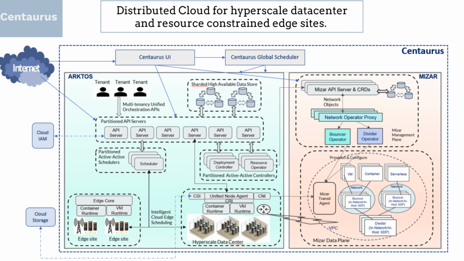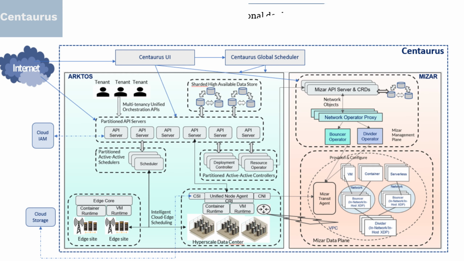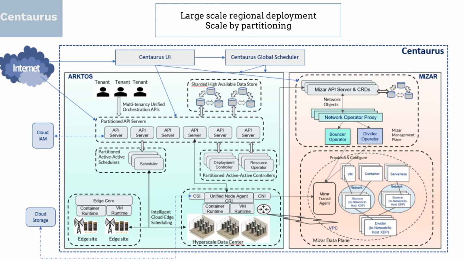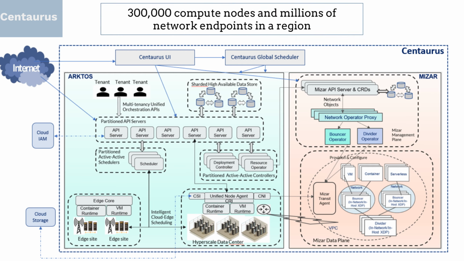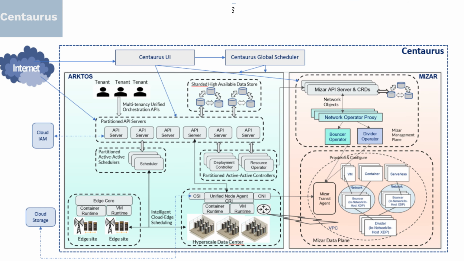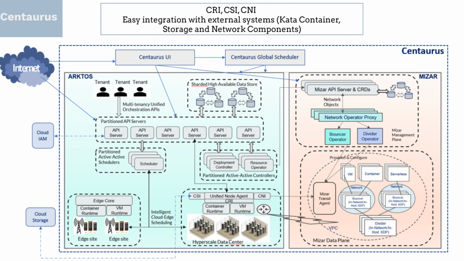Centaurus is designed from the beginning for large-scale regional deployment. Every component in this architecture can be partitioned for scalability. We aim to support 300,000 compute nodes and millions of network endpoints in a region. Centaurus leverages de facto industry standards such as CRI, CSI and CNI, to provide easy integration with external systems such as Kata container, cloud storage and other cloud network components.